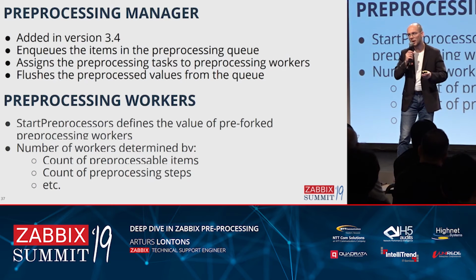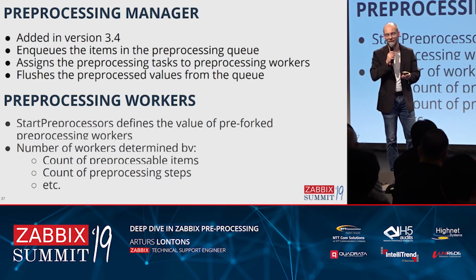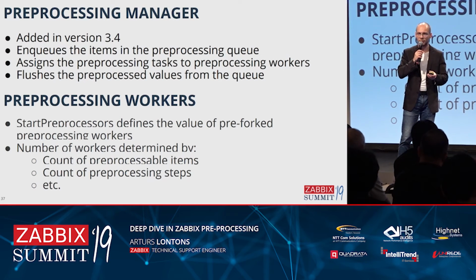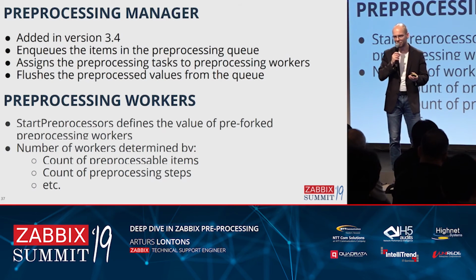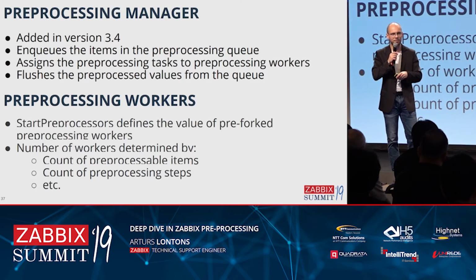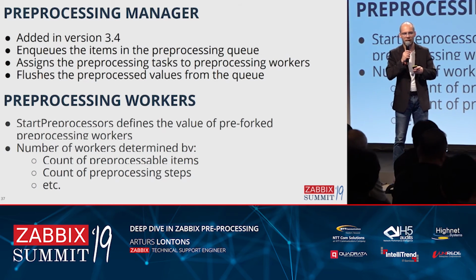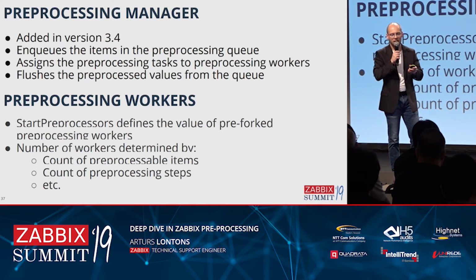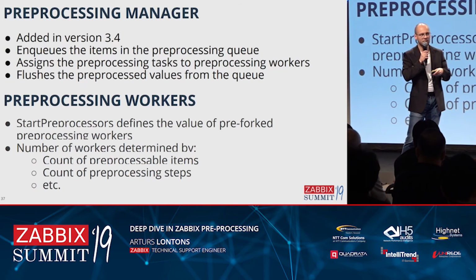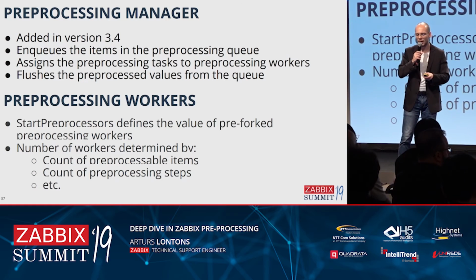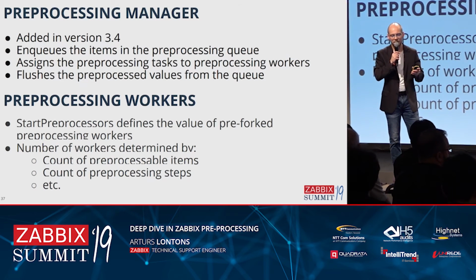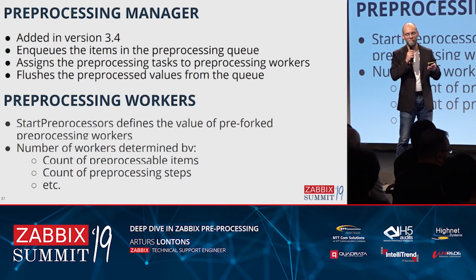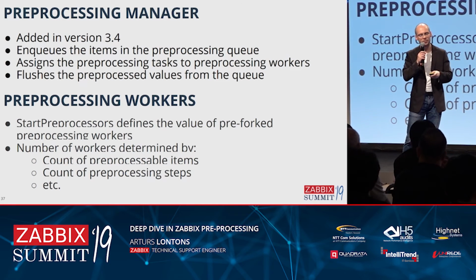How many? There is no perfect answer for that. That very much depends. How complex is our preprocessing in our environment? Is it just a single step trim? Or is it a multi-step JSON path working with Prometheus agents, transforming them that way, then executing some JavaScript and so on. So the more complex it is, the more preprocessing workers you will need to have.